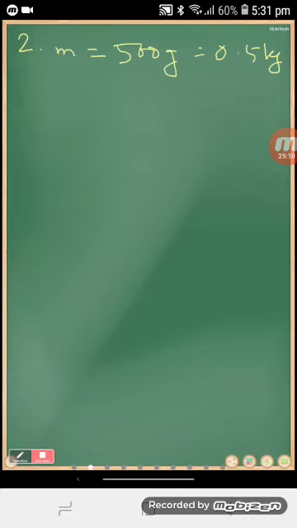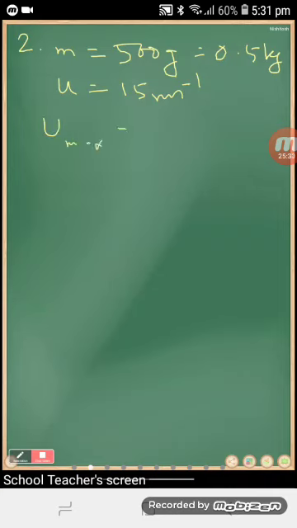The stone is thrown vertically upward with a velocity of 15 meter per second, so the initial velocity is given as 15 meter per second. Calculate the potential energy at the greatest height. Now the potential energy at the greatest height, that is U max, will be equal to the maximum K it will be having. This will be equal to half m u square. This will be equal to half, mass is given as 0.5.